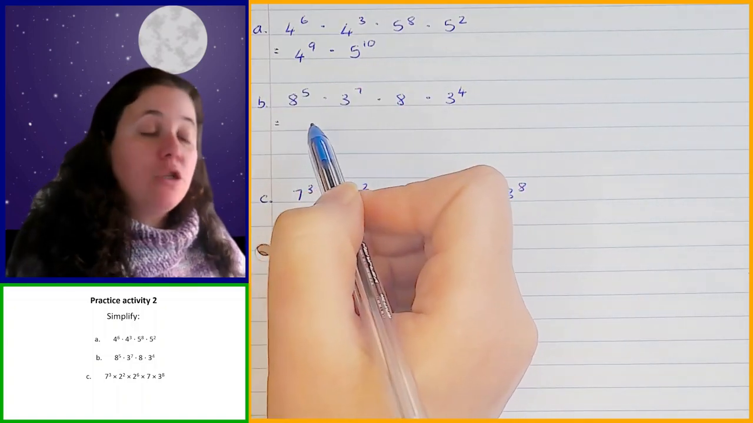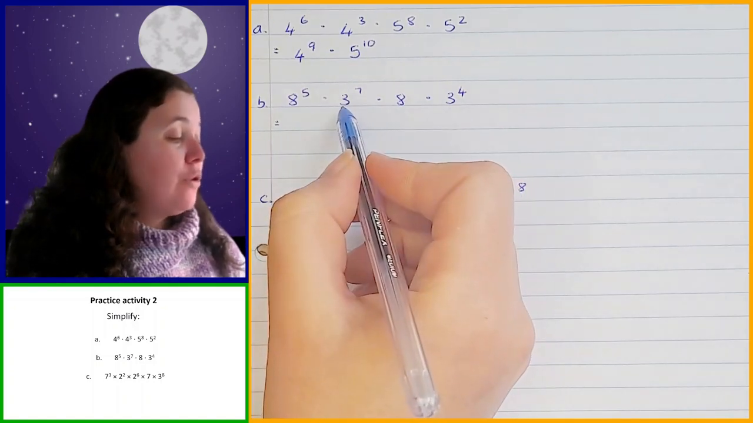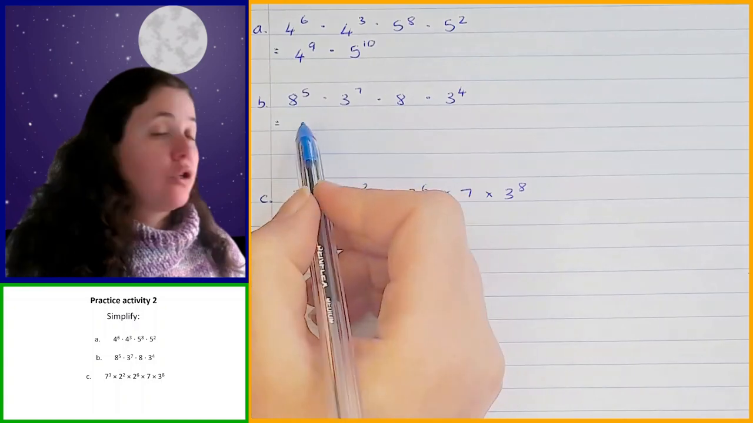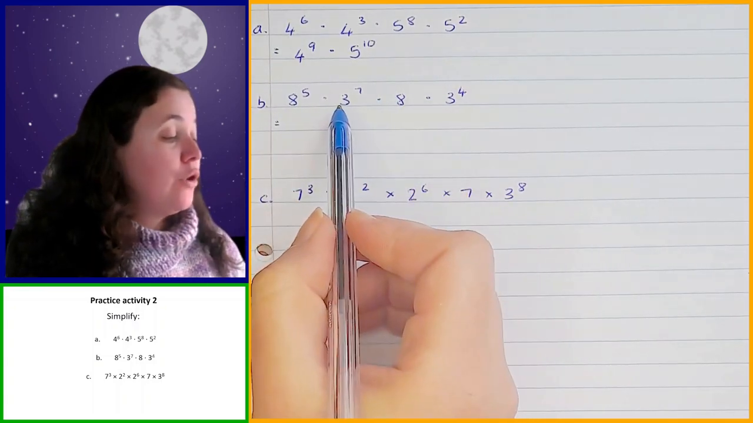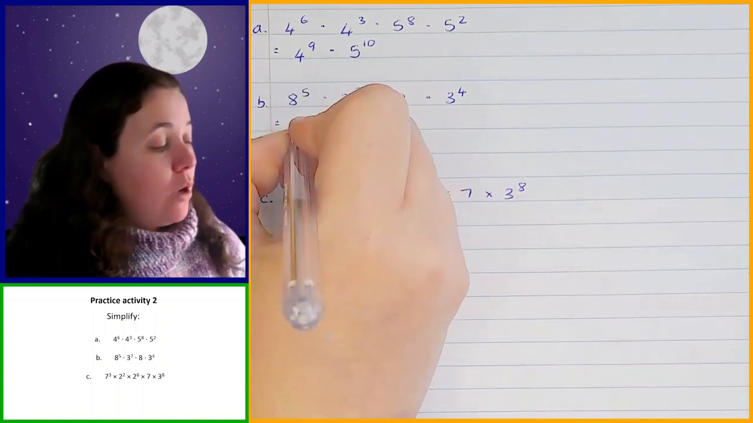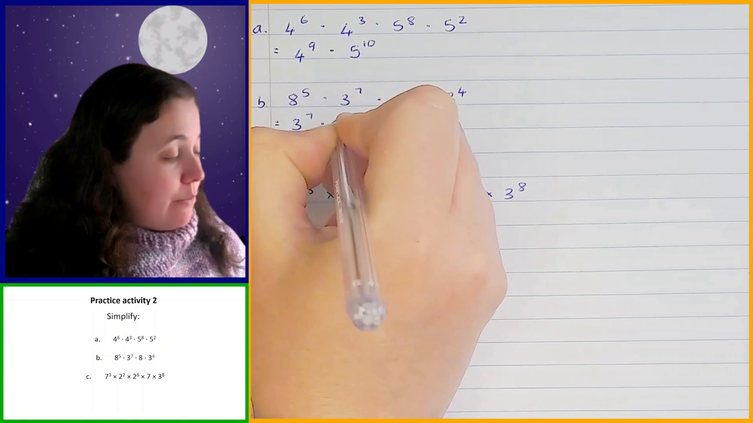Also, when we do this, it's a good idea to have the bases in numerical order, from smallest to biggest. So I'm going to do my smallest bases first. I've got 3 to the power of 7 times 3 to the power of 4. I'm going to write those ones down first because they have the smaller bases.